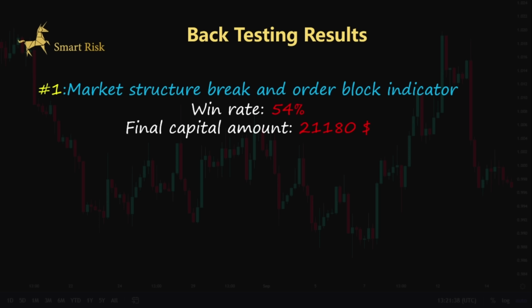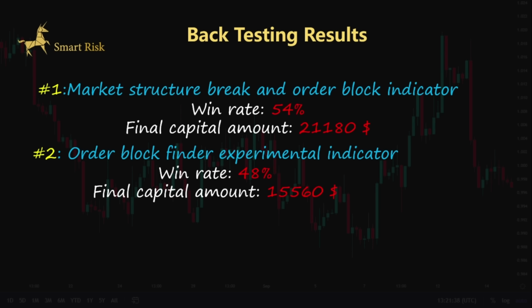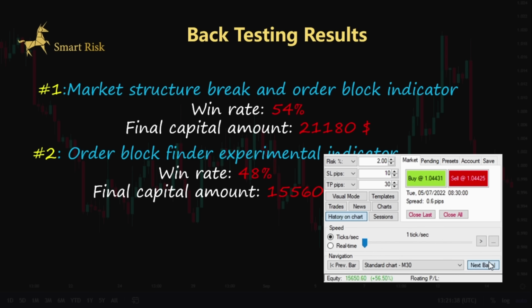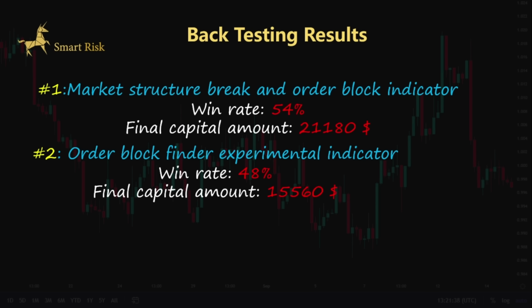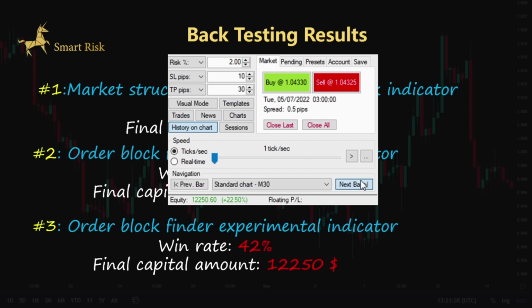The market structure break and order block indicator, which showed us a 54% win rate with a final capital of $21,180, is our top indicator in terms of win rate, accuracy, and trustworthiness. The order block finder experimental indicator is the second best, with a 48% win rate and a final capital of $15,650. The BB order blocks indicator is our third, with a final capital of $12,250 and a win rate of 42%.